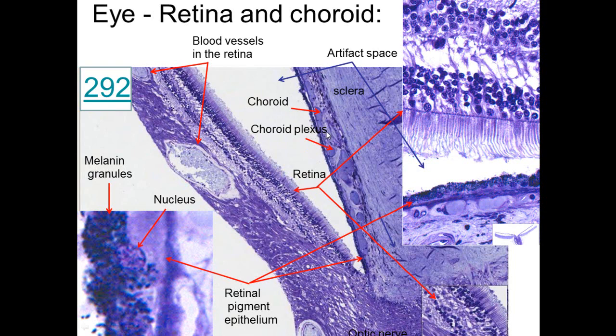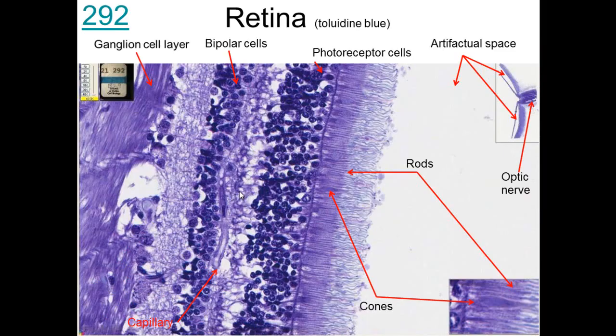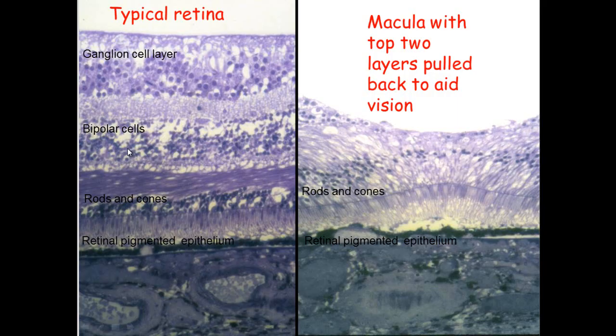Choroid plexus, sclera. You can see blood vessels in the retina. Rods and cones, we can see the optic nerve coming in through there. These stretches here are really artifactual space that shouldn't be there. You can also see capillaries in through there too. Photoreceptor cells, bipolar cells, ganglion cells.